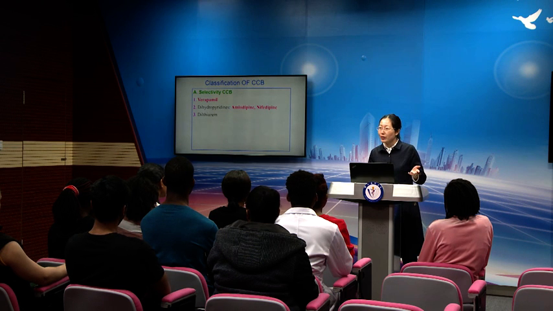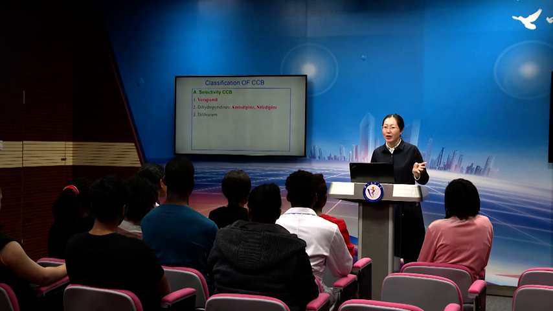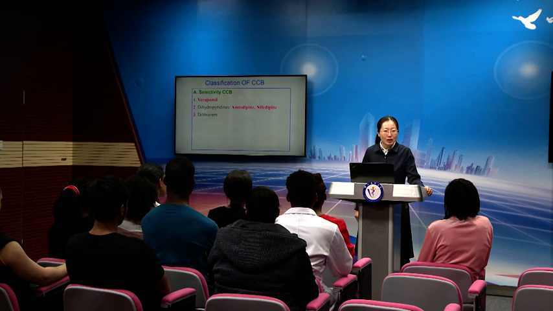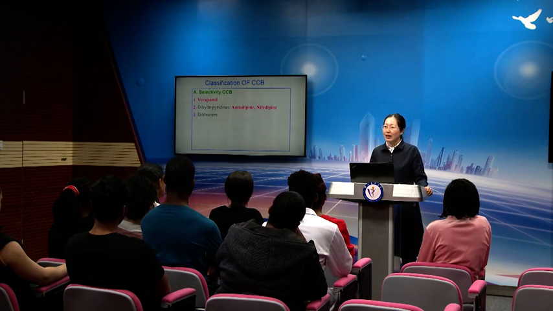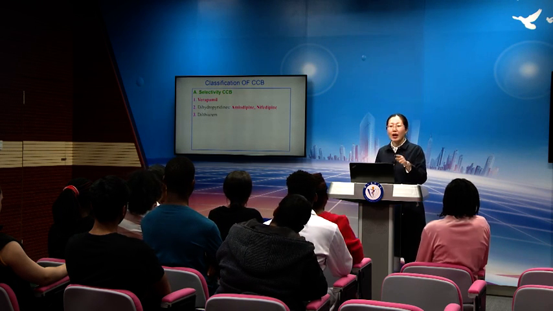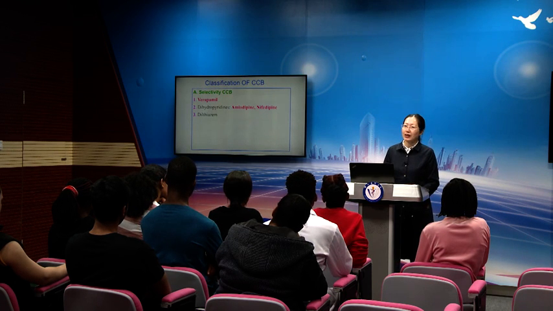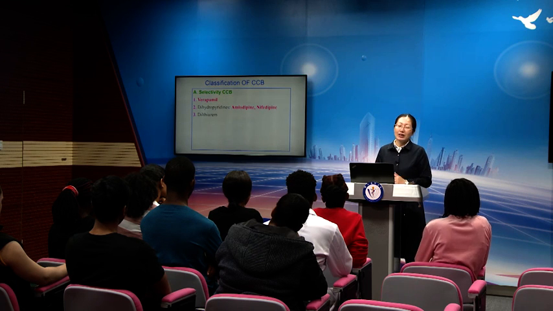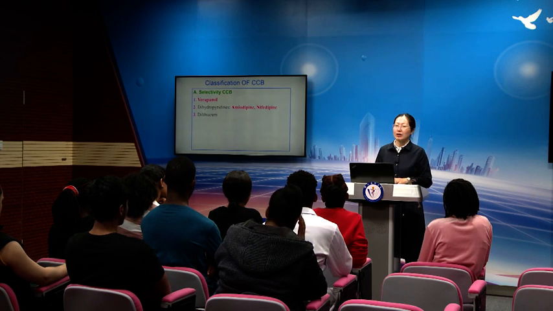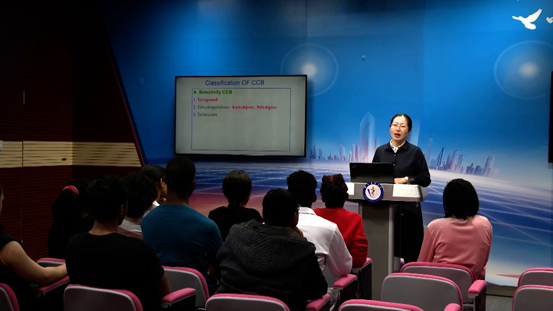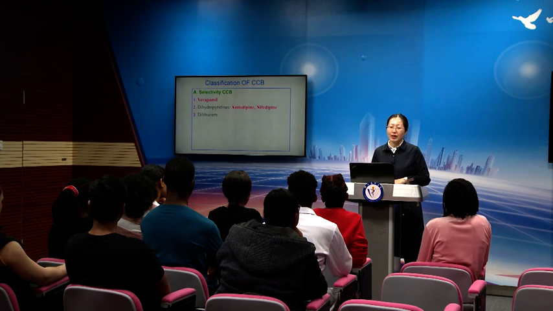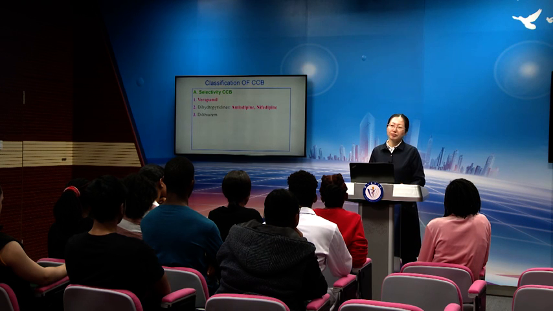Calcium channels have six subtypes, such as L, N, T, P, Q, R. So what's the meaning of selective CCB? That means they selectively block L-type calcium channels. For example, the prototypical agent is verapamil. Besides this drug, this group also includes amlodipine and nifedipine. They are selective calcium channel blockers.